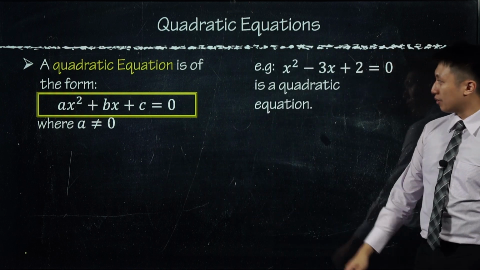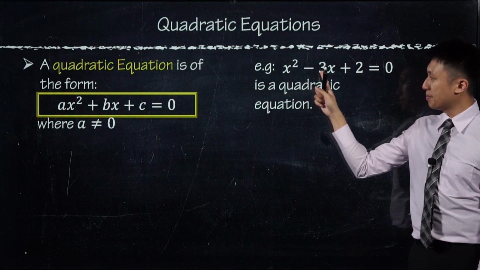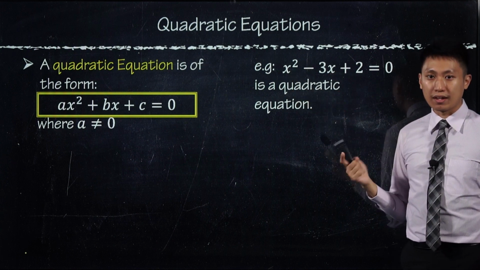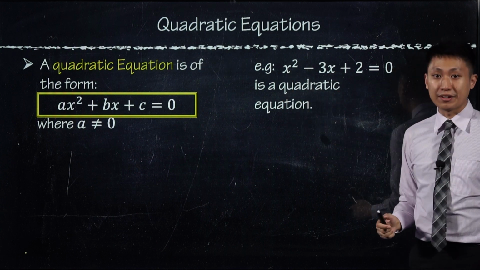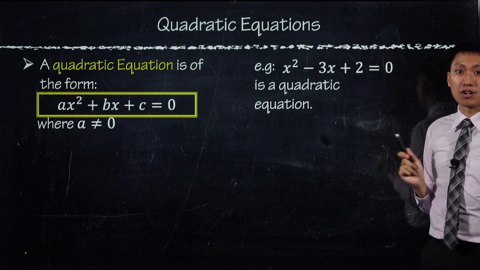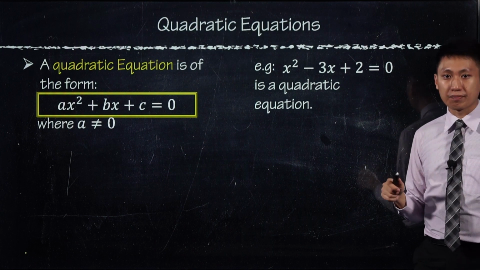For example, x squared minus 3x plus 2: your a is 1, b is negative 3, c is 2, so a is not equal to 0. It's a quadratic equation, with x squared, x to the power 1, and x to the power 0, which is your constant term.